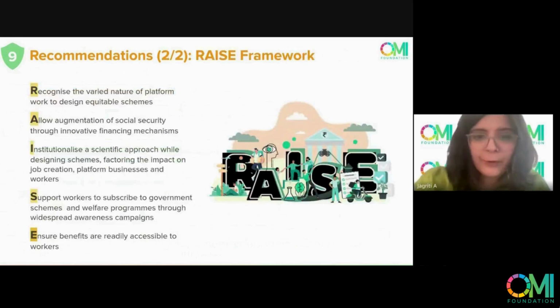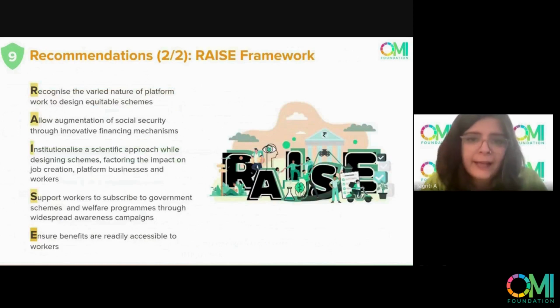What is the RACE framework, you might ask? The RACE framework has been conceptualized by OMI Foundation and has been adopted by global bodies like BRICS. In RACE, R stands for recognizing the varied nature of platform work. A stands for allowing innovative financing mechanisms to augment social security. I stands for institutionalizing a scientific approach to scheme designs. S stands for supporting worker participation in government schemes. And E stands for ensuring benefits are accessible to all workers.